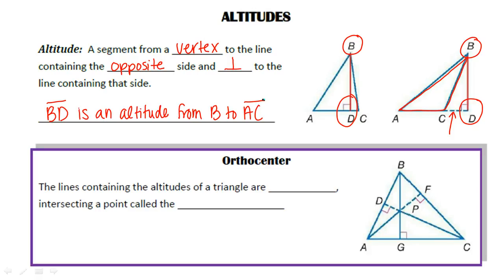Orthocenter is going to be the point of concurrency. The lines containing the altitudes of a triangle are concurrent, intersecting at a point called the orthocenter. So this orthocenter doesn't have a special property. It's just simply where all of the altitudes are going to meet.